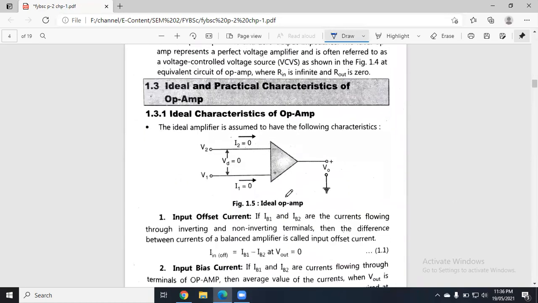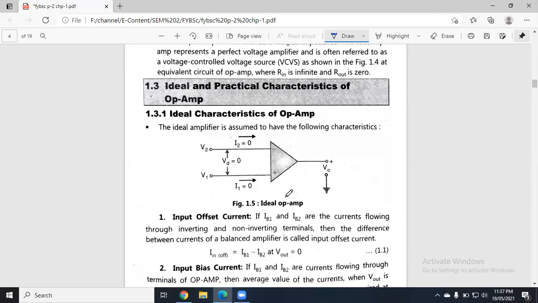After that, we have ideal and practical characteristics of op amp. Okay. So what are the ideal characteristics and what are the practical? Obviously, there should be a difference. Ideal means some ideal value, but practically, whenever we implement that, it should not be the same as your ideal value. Practically, we see the changes. Now, what are those changes? The first thing is the ideal characteristics of op amp.